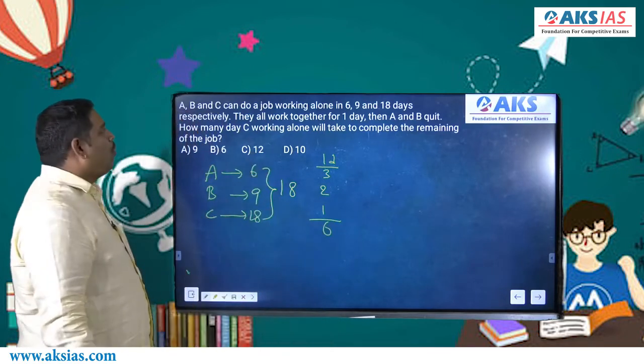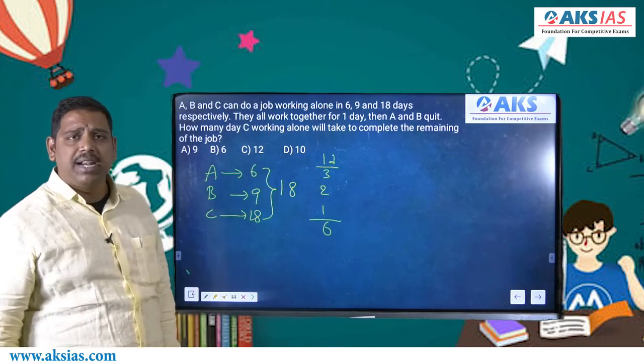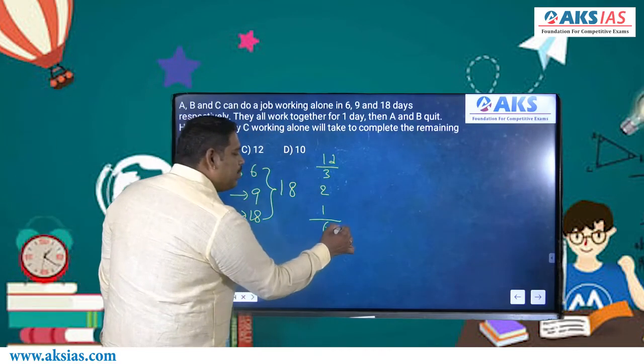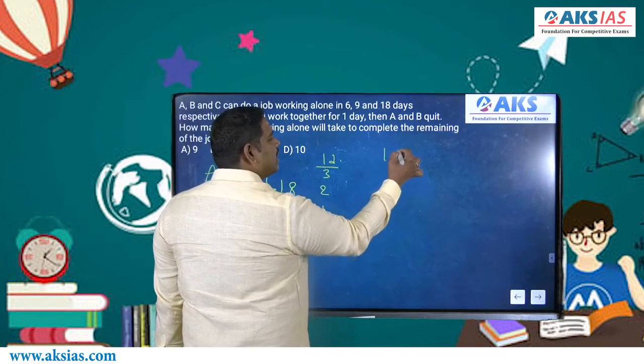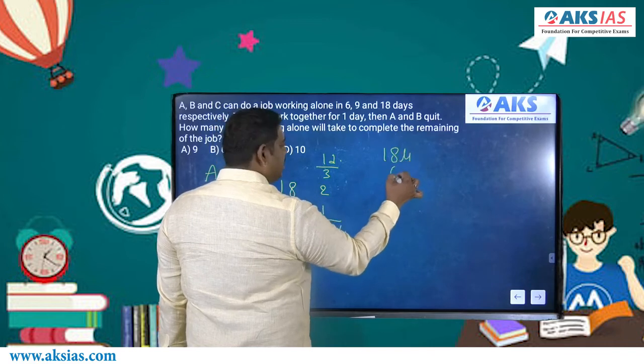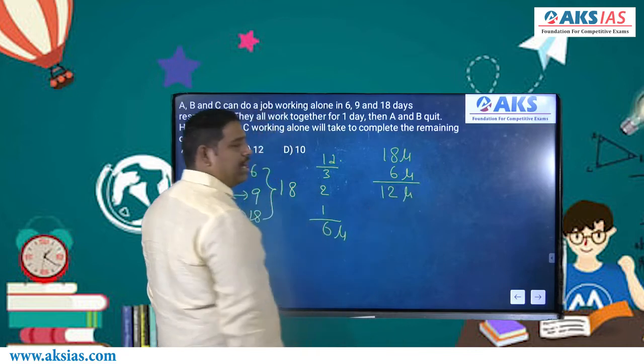6 units. What he said, they all work together for 1 day. All worked for how many days? 1 day. 1 day all together means how many units they can complete? 6 units. So total work is how many units? 18 units. Out of this 18 units, 6 units were completed. So how many units are left? Only 12 units are left, right?